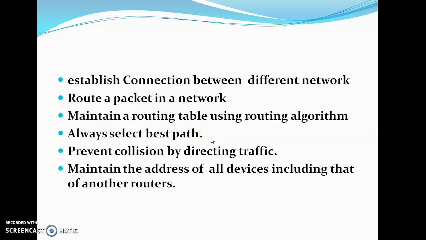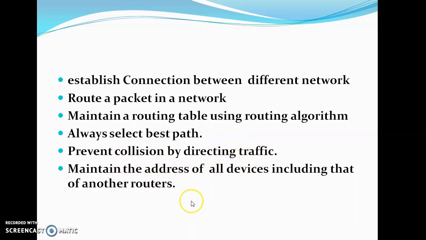In the internet, you have an endless number of routes through which a device can communicate to another device. So it will be the responsibility of the router to always find out the best path or the best route. When we say best path, I mean maybe the one which is the shortest, and the one which has less traffic. It also prevents collision by directing the traffic.